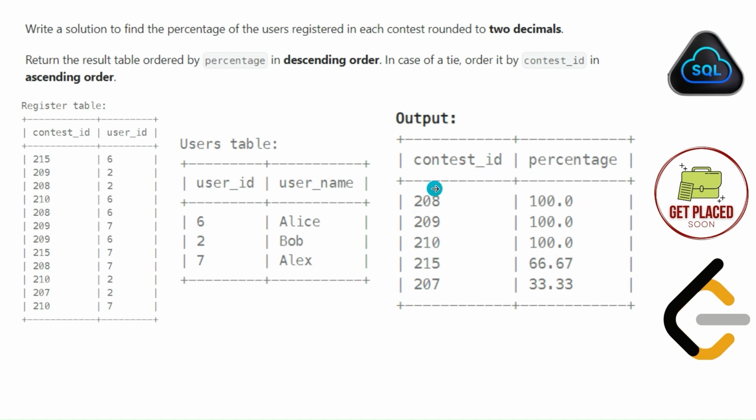And coming to this output, here you can see 208, 209, 210. All these 3 have the same percentage, which means a tie. How we are supposed to mention it in the result table is based on the ascending order of contest ID. So 8 followed by 9 followed by 10. Also, other than this tie, the remaining percentages will be in descending order. So you can see this is 100% followed by 67 followed by 33. So the percentage is in descending order. In case of a tie, the contest ID should be in ascending order. All these things you are supposed to write in SQL code.